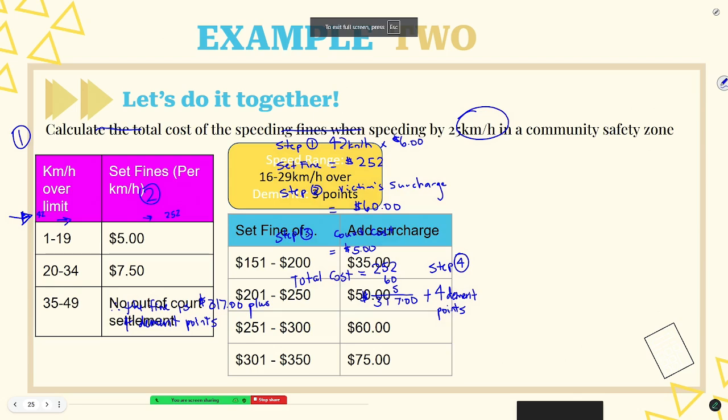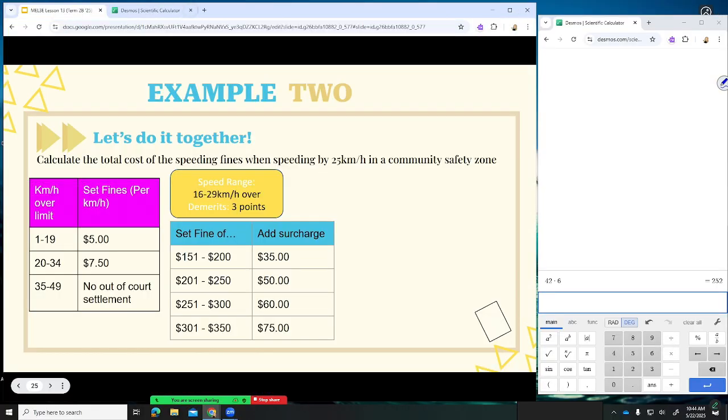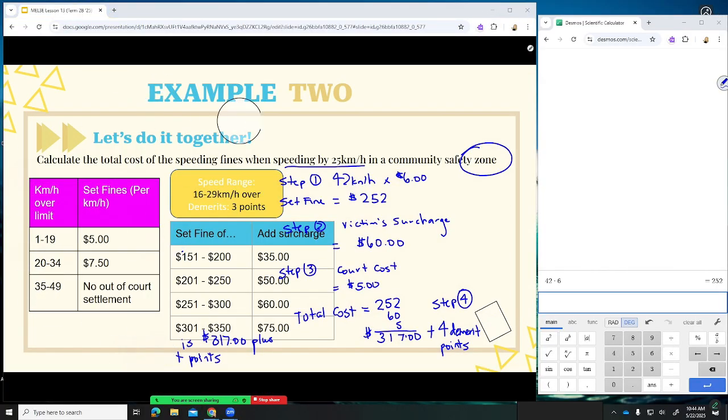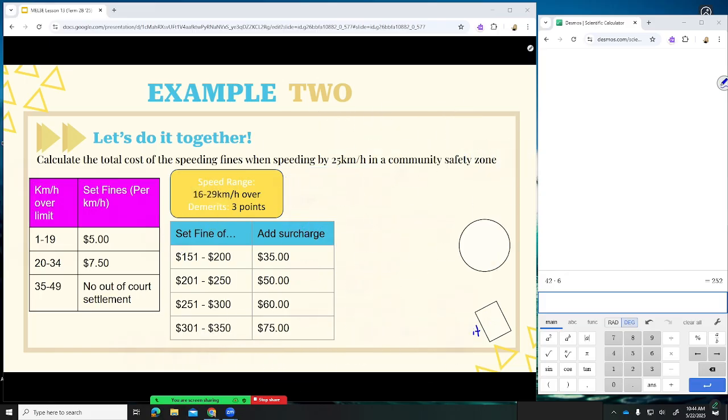Let's try one more. And then we should have time to get to the insurance part of it still. The second example is to calculate the cost of the speeding fines, but this time it's telling us that we are speeding by 25 kilometers per hour in a community safety zone. So remember, speeding fines means everything. Means dollar amount and demerit points. So even though this one doesn't specifically say the demerit points, we know that's part of the total cost.